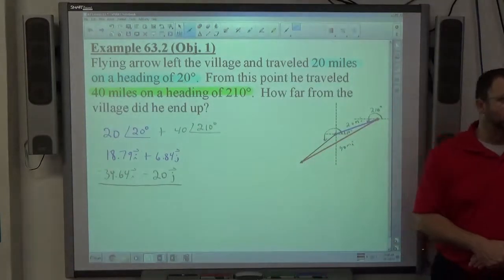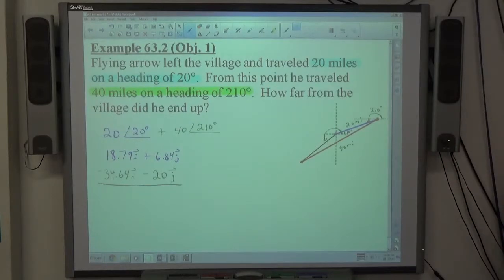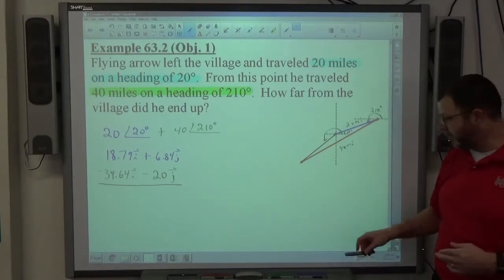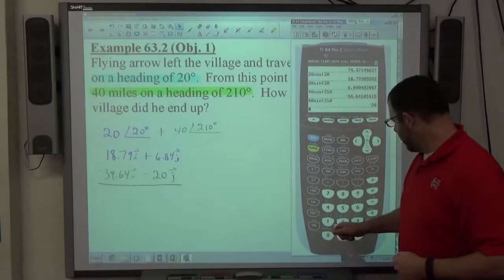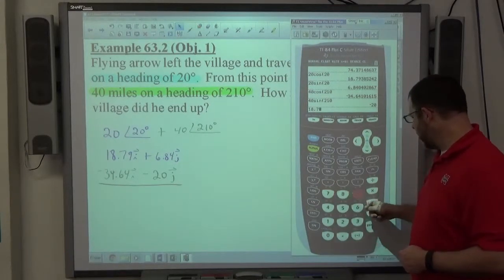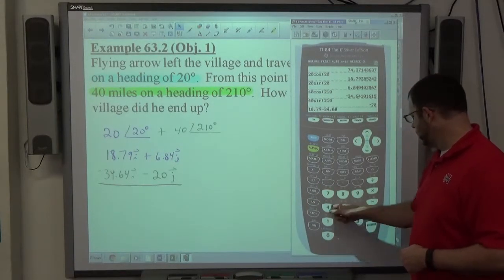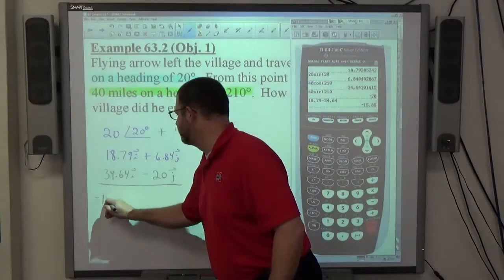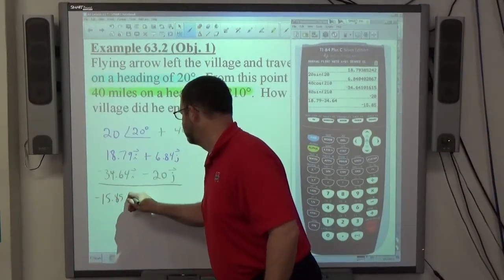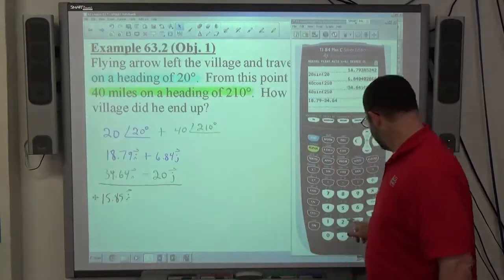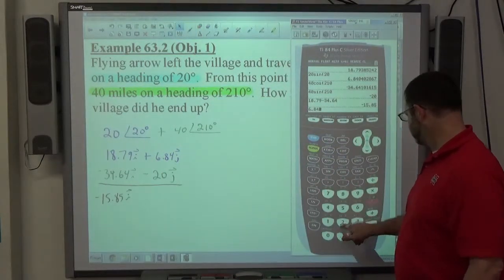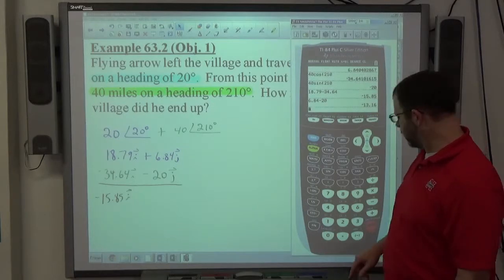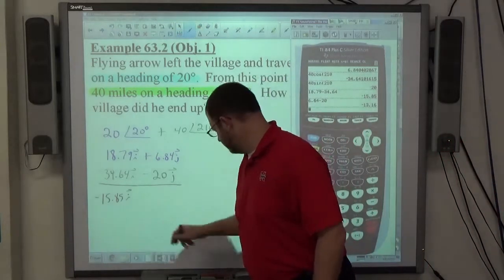So once I get to component form, now I have the ability to add or subtract vectors based on sign. In this case, I'm subtracting in both cases. So if I do 18.79 minus 34.64, we get a negative 15.85i. And if I do 6.84 minus 20, I get negative 13.16j.